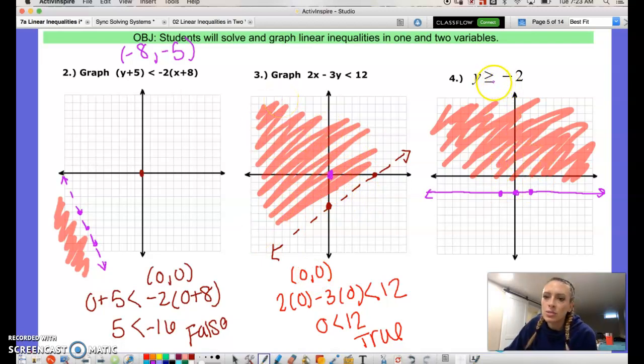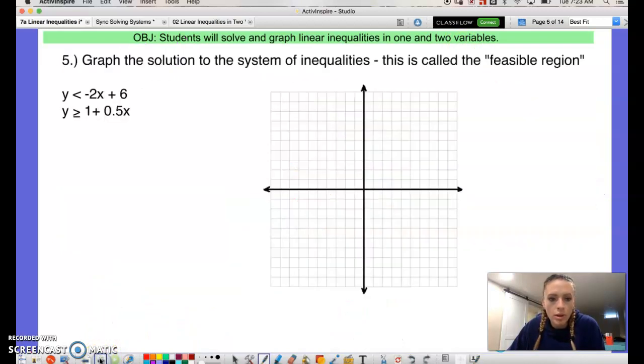Next one, y is greater than negative 2. So if y is always negative 2, then we know we're graphing a horizontal line. And then it makes sense that if y is greater than negative 2, then all of our answers would be up here. But if you plug in anything like that, like 0, 0 is greater than negative 2, true, shade above. All right, go ahead and pause if you need more time on those answers, and we're going to move on.